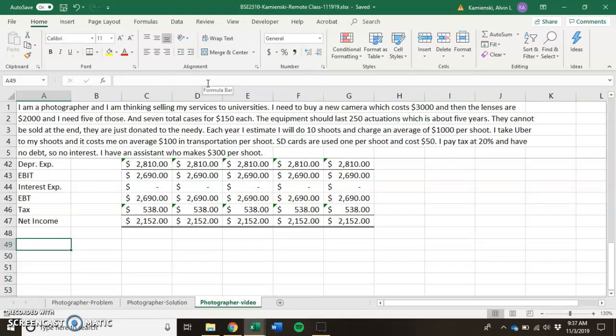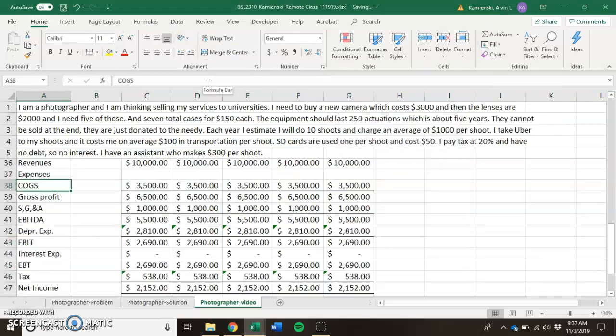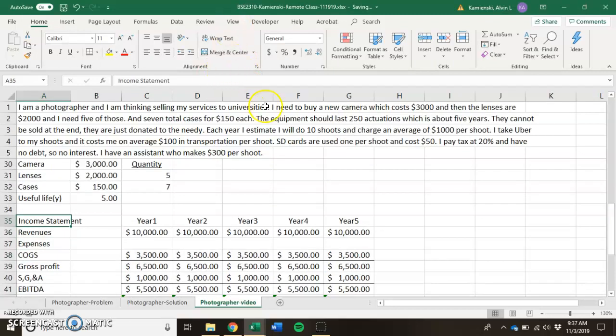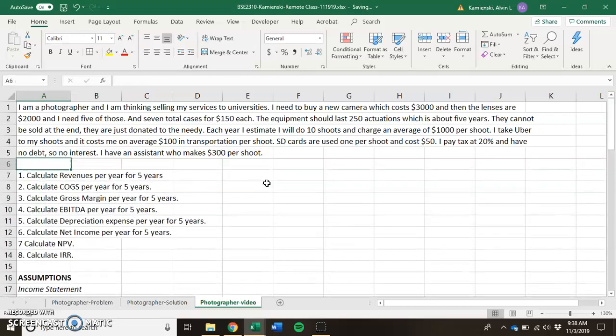Now let's build out our NPV model. So when we do the periods, we start with period 0. We're going to run through 5 years. We had a rate somewhere. I don't see the rate up above. All right, I'm going to go ahead and just assume a rate of 8%. And we'll update this in the problem for you.